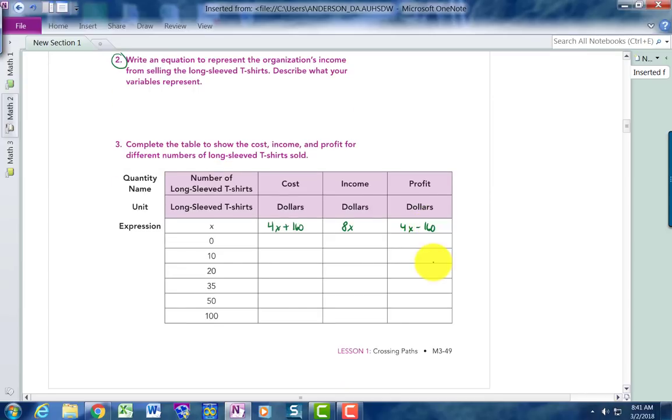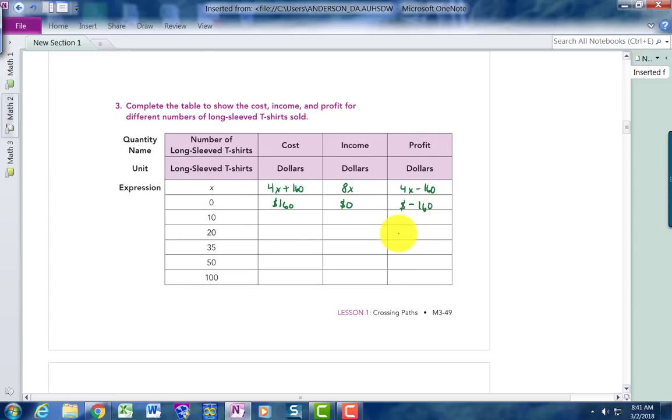And then you should be able to plug in your x values for each one. So for example, at 0 t-shirts, 4 times 0 is 0, plus 160 gives you $160 cost. And then 8 times 0 is 0, so your income would be 0. And then of course, if you plug 0 into your profit function here, 4 times 0 is 0, minus 160 is a negative $160. So you're looking at a $160 loss if you order 0 t-shirts and sell 0 t-shirts for that matter. And then you can fill in the rest of the chart there.